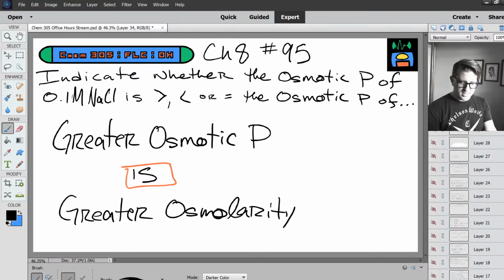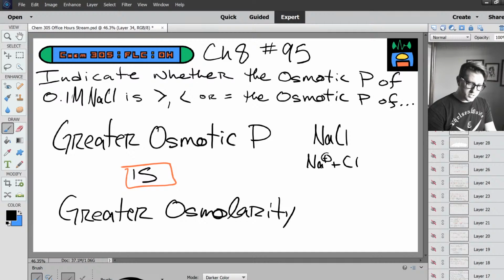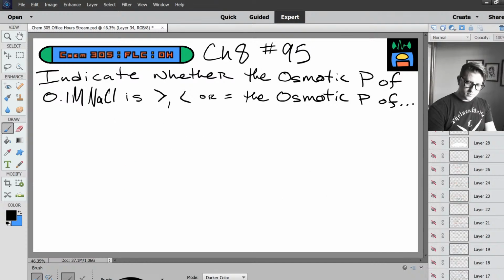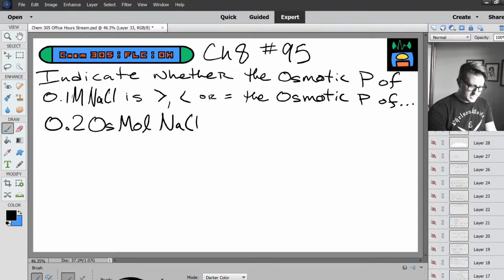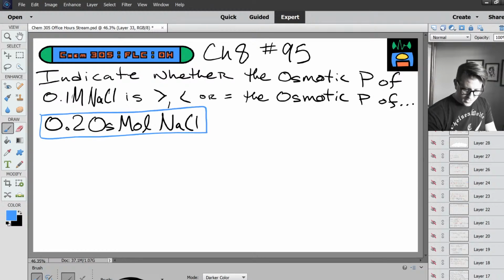And for NaCl, this is 1 sodium cation plus 1 chloride anion. So our value for i here is 2. So the thing to remember is we have a 0.2 osmolar solution of NaCl, and this is what we're going to compare to everything that comes next.